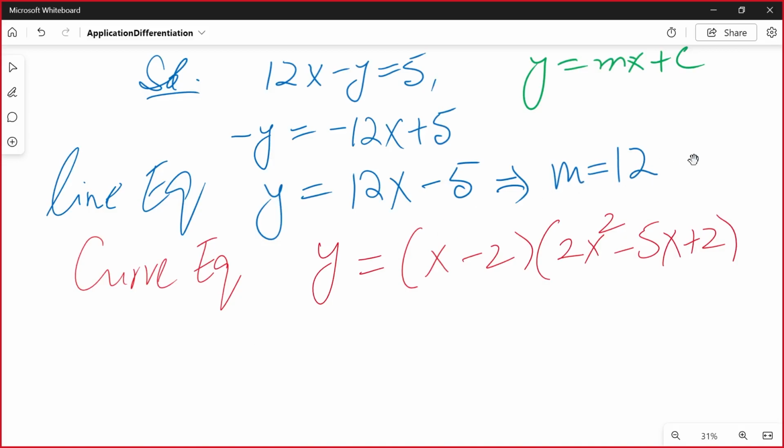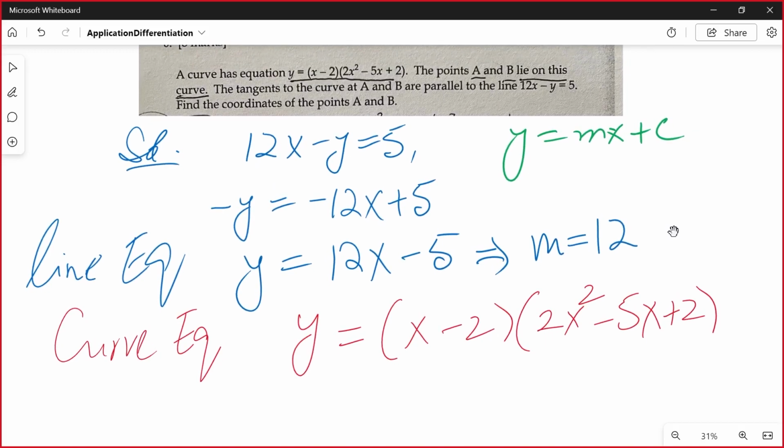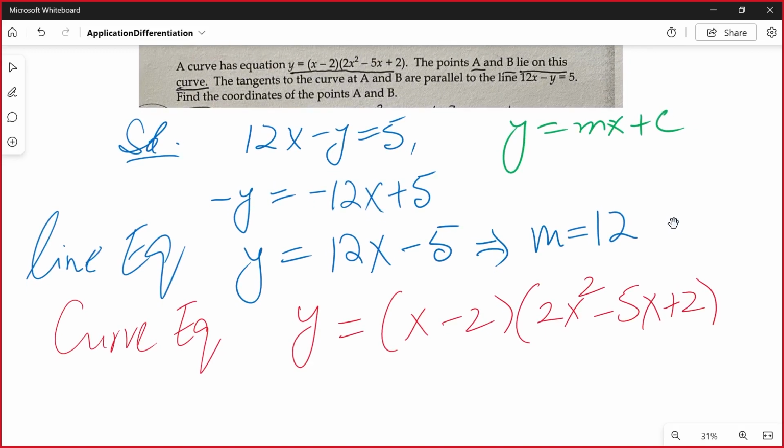Once you are done, then let me know. Have you done? Okay, let me know what it is. So y equals 2x cubed, take away 9x squared, plus 12x minus 4.